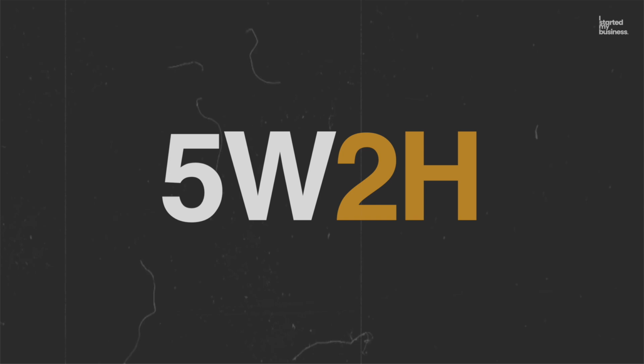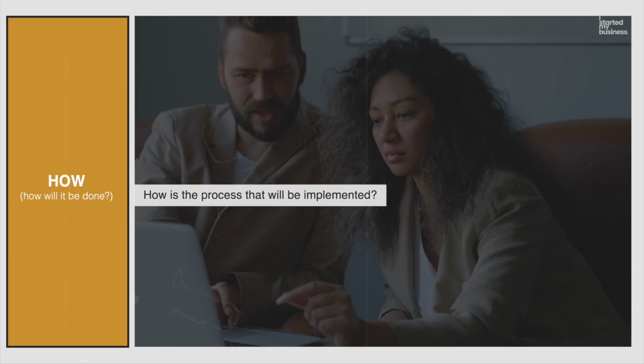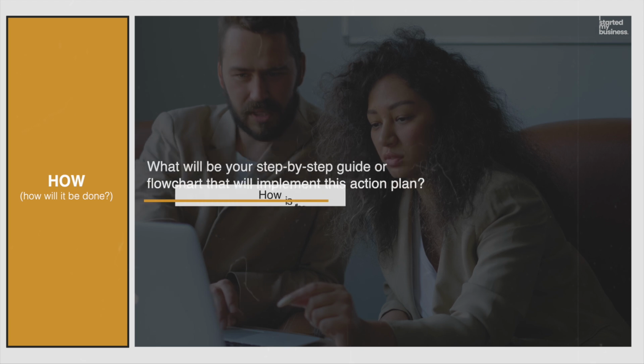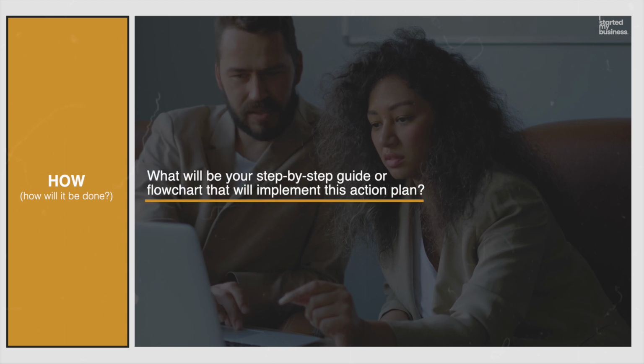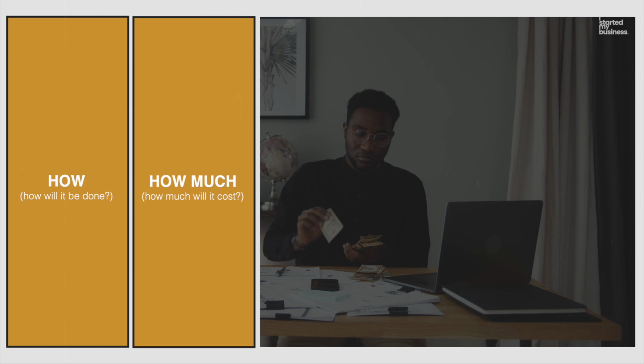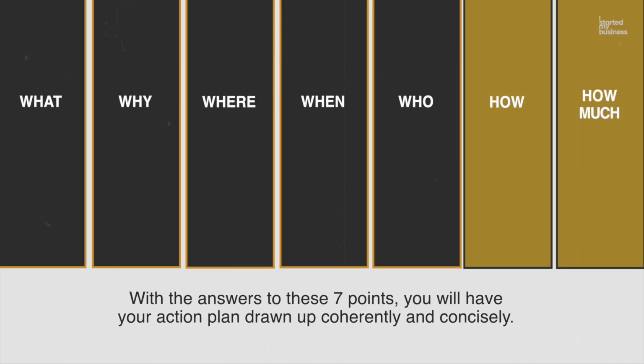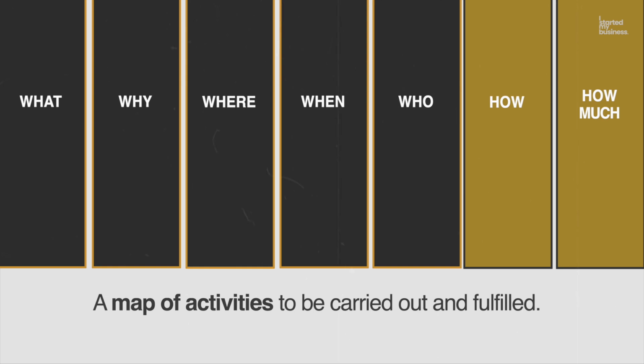And the true H is how. How will it be done? How is the process that will be implemented? What will be your step-by-step guide or flowchart that will implement this action plan? How much? How much will it cost? What budget will be needed to carry out this task? With the answers to these 7 points, you will have your action plan drawn up coherently and concisely, a map of activities to be carried out and fulfilled.